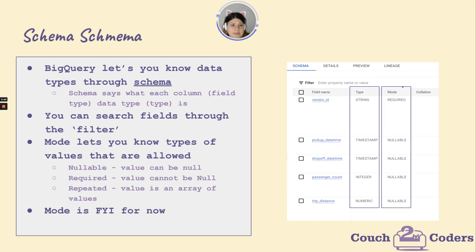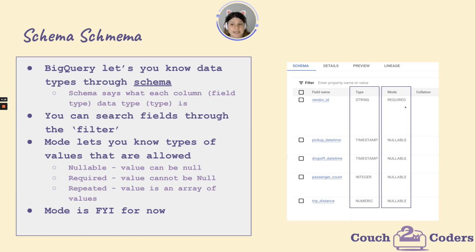And then we also have something called mode. Mode tells you what types of values are allowed. At a high level, we have nullable, and we see most of them are nullable. What that means is that we might have missing data. It doesn't mean that we for sure have missing data, but that it is possible that if someone's updating this table, BigQuery will allow a missing value.